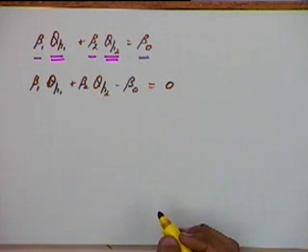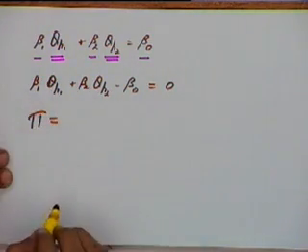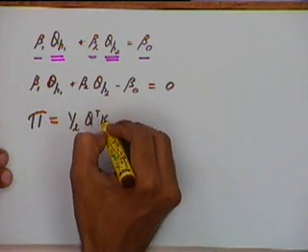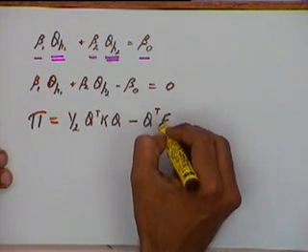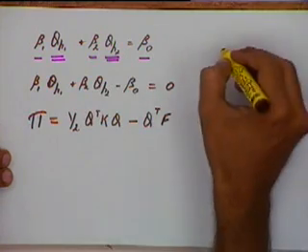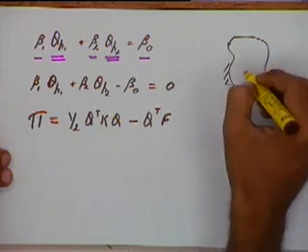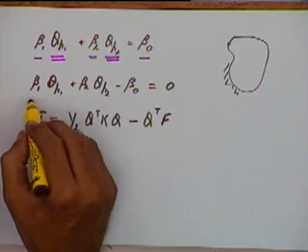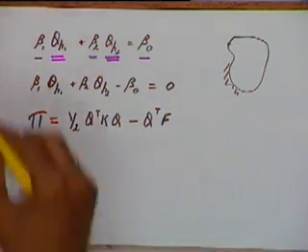And again we will use the penalty approach. Now the potential energy expression pi is given by half of Q transpose K Q minus Q transpose F. That means if you have any general system, this is the potential energy expression for it. Now we want to give it a boundary condition of this type. Let us first see simply by analogy.